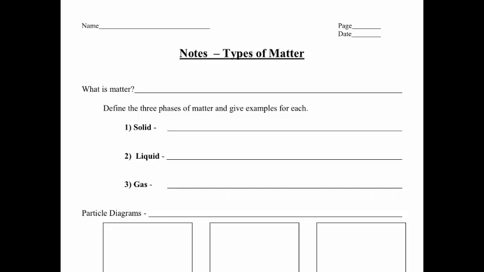Today we're going to talk about different types of matter, and I have a feeling that the majority of this is going to be review for you. So I'll try to be as quick as possible. So first we're going to define matter. Matter is anything that has mass and takes up space. So mass and volume.